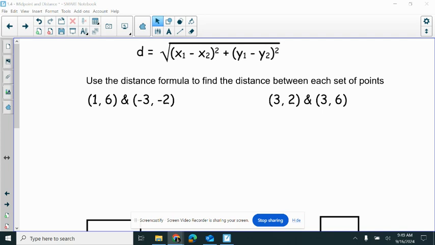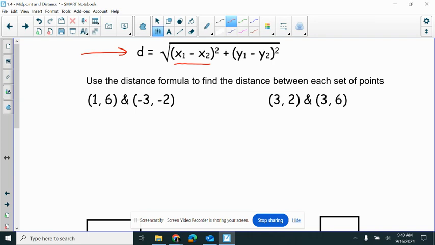So if you look at the top of the screen, you will see the distance formula. D stands for distance. You always start off with a long square root, and in the first set of parentheses, you subtract your two x values, and in the second set of parentheses, you subtract your two y values.